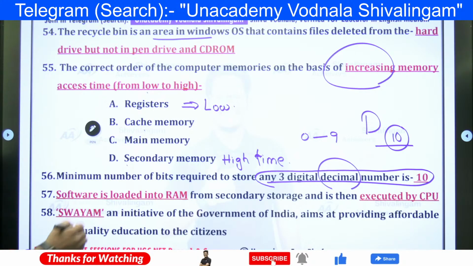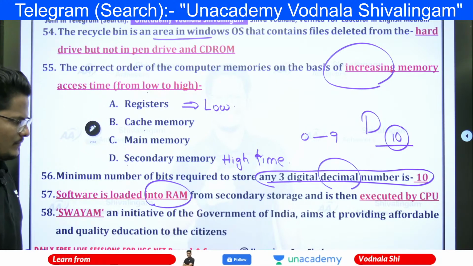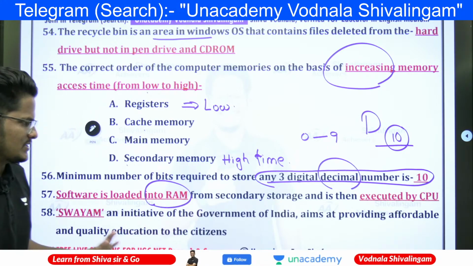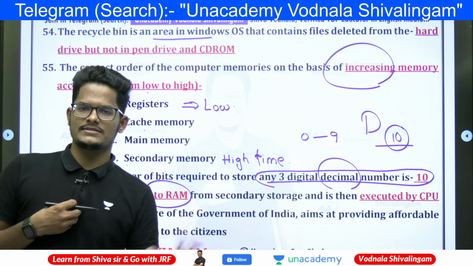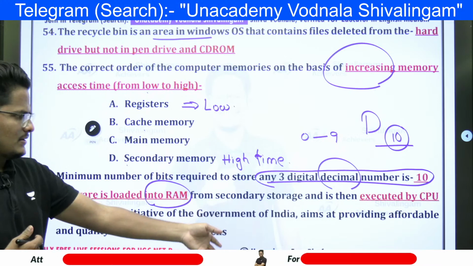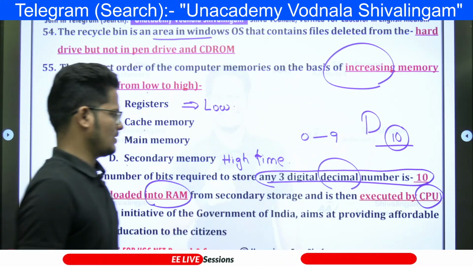Next, software is loaded into RAM from secondary storage and then executed by the CPU. First, when you install software, it is loaded into the RAM. Then the CPU will execute it to fully operate.